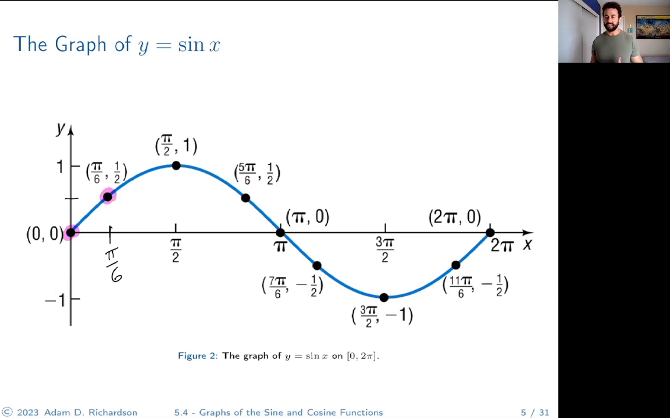And then as you keep increasing, when you get to pi over 2, what is sine of pi over 2? Well, I always imagine the unit circle, tip up, pi over 2, sine value is going to be 1. And so that's why we get this point here. Now, as you continue along the circle, the vertical displacement starts to decrease. It starts to go down, right? So as it's going down, here's 5 pi over 6. You're going to hit the point 1/2, and then sine of pi is 0.